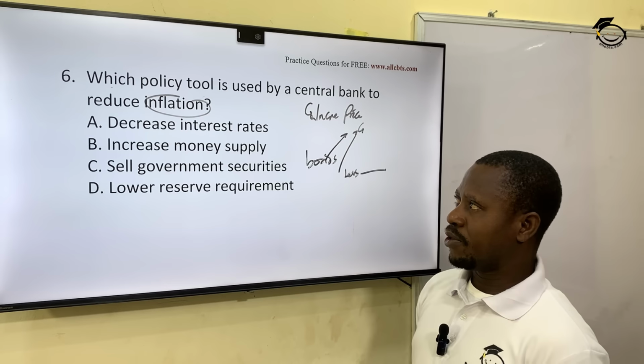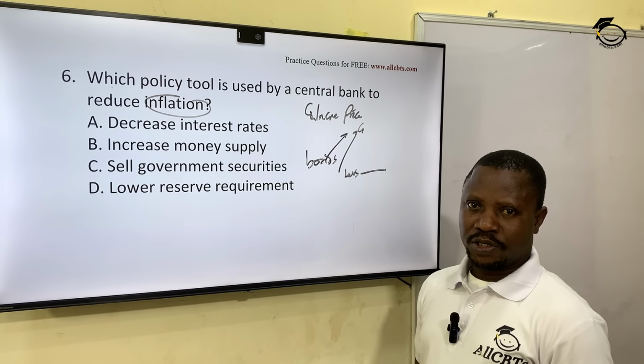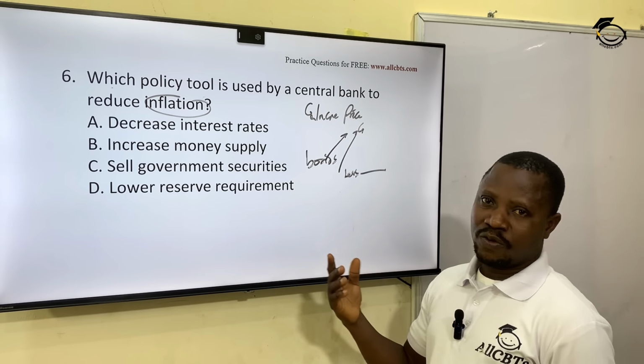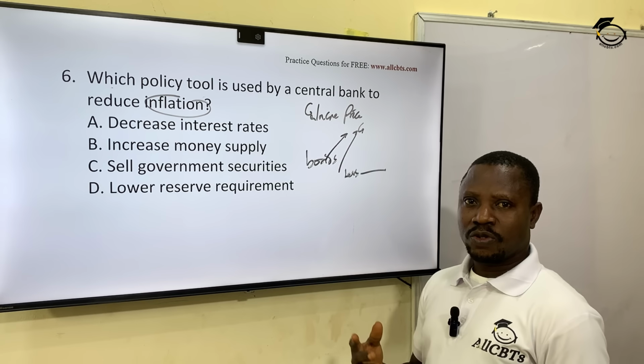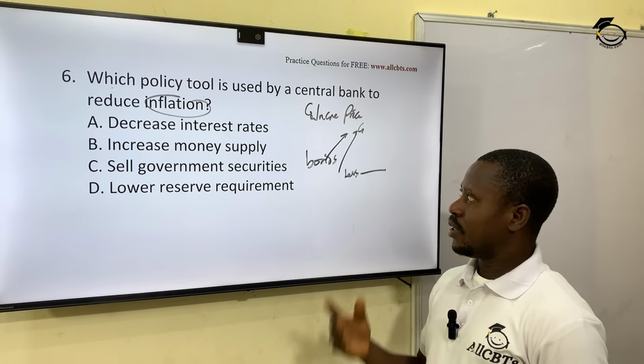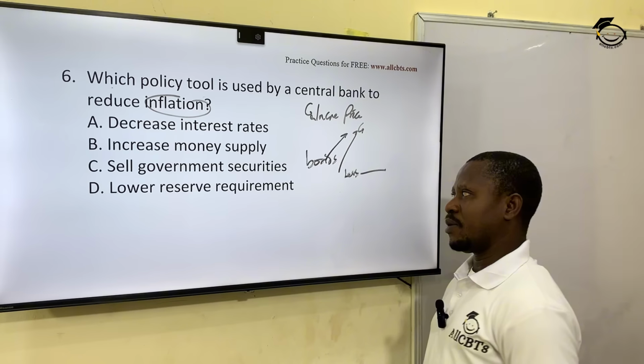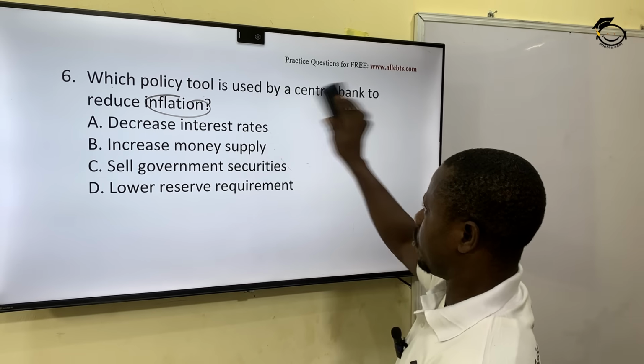I think we're going to come across a question like that before the end of this session. And if government itself wants to intervene without a central bank, government can also use what we call fiscal policy. These three policies, we'll come across them in the course of this session.